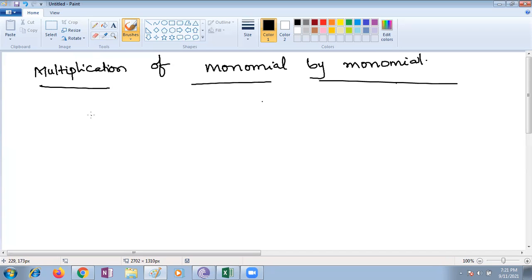So here, first one, multiplying 2 monomials. Let me take multiplying 2 monomials. Suppose I begin with a small example. 6 into x. 6 is one term, a monomial, and x is another monomial. If you multiply 6 into x, what will you get, children? 6x. 6x. Very good. 6x only.